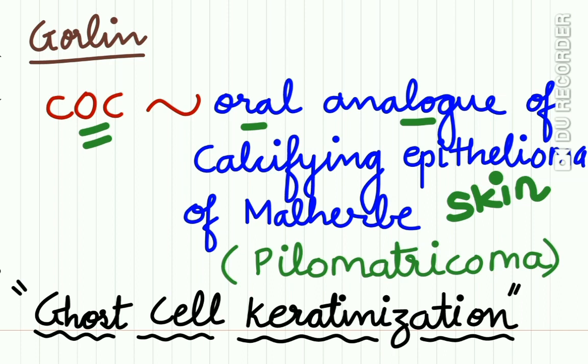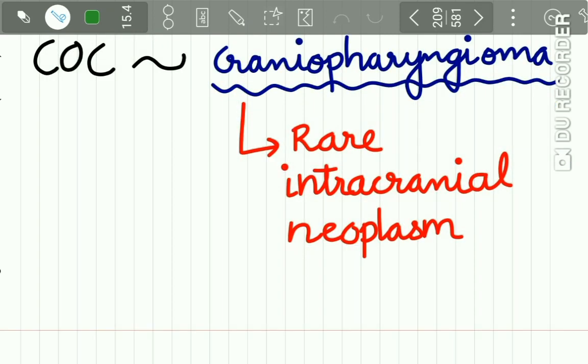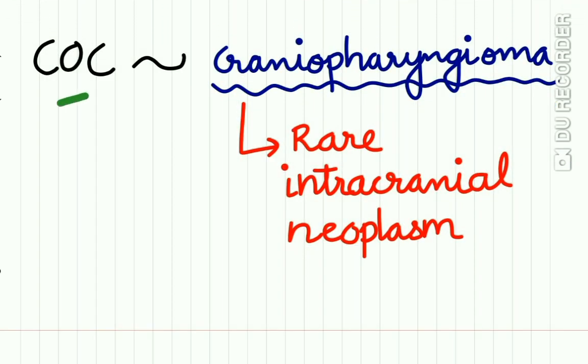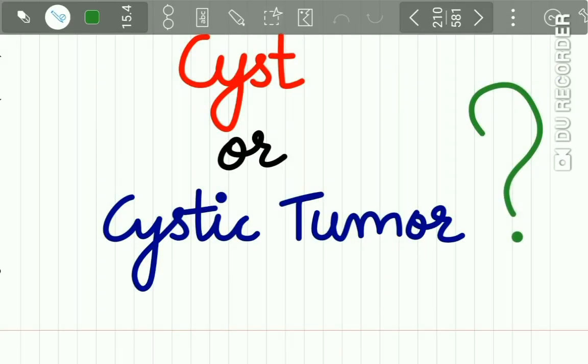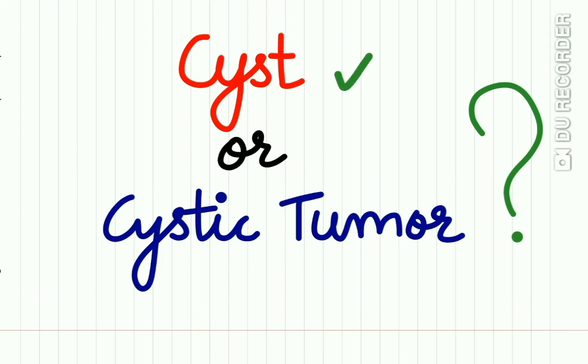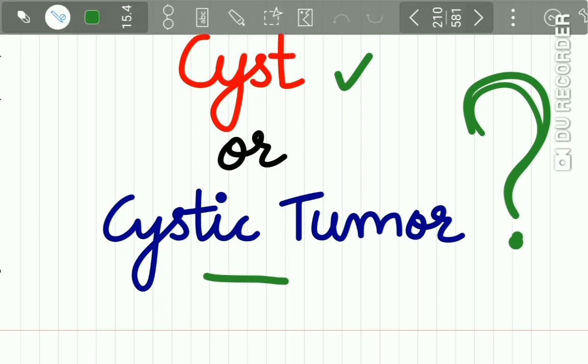Now, the common feature between this COC and pilomatricoma is ghost cell keratinization or the shadow cell keratinization. It is also reported that the COC is an analog of the craniopharyngioma, which is a rare intracranial neoplasm. Now, the question whether the Gorlin-Gold cyst is really a cyst or a tumor that is cystic, that is a cystic tumor, this question still remains unanswered.